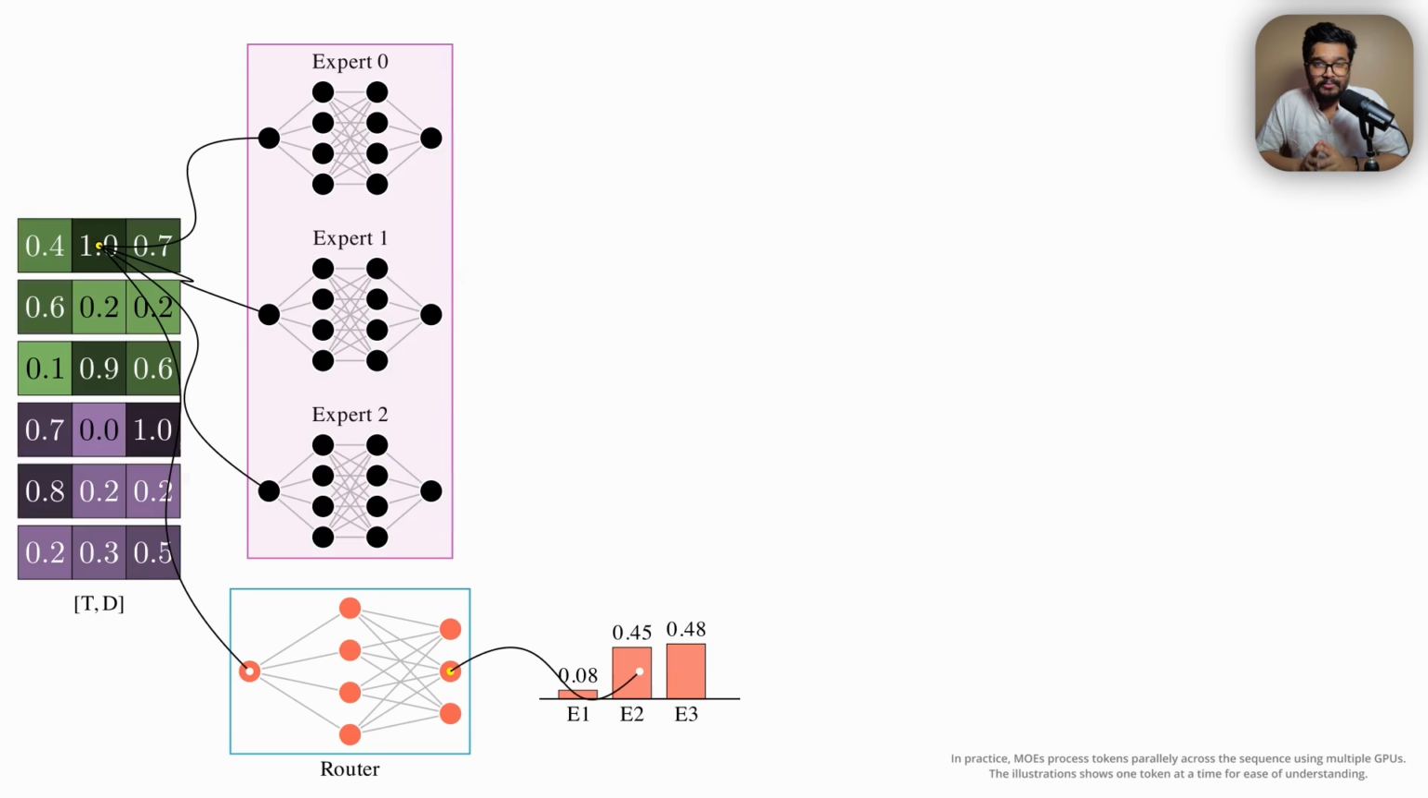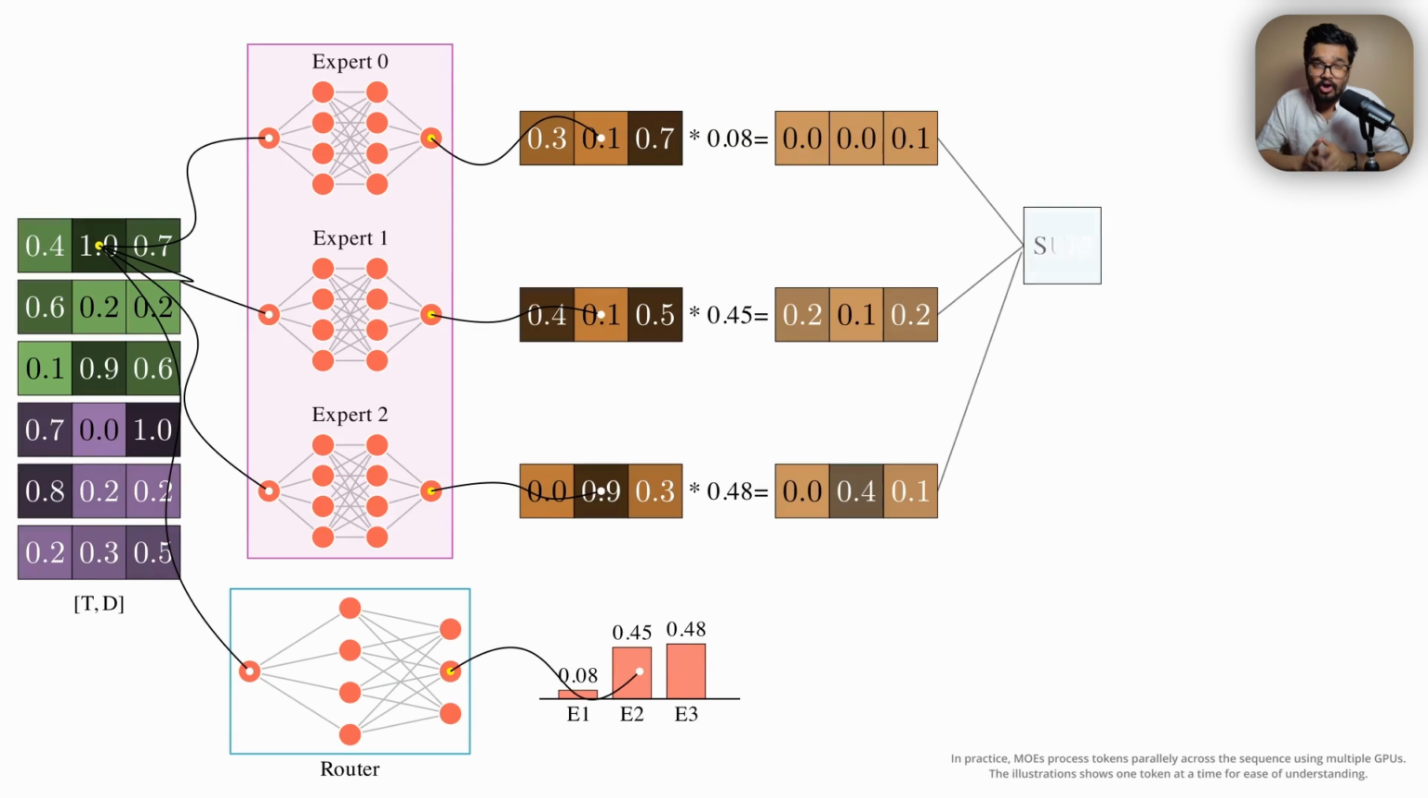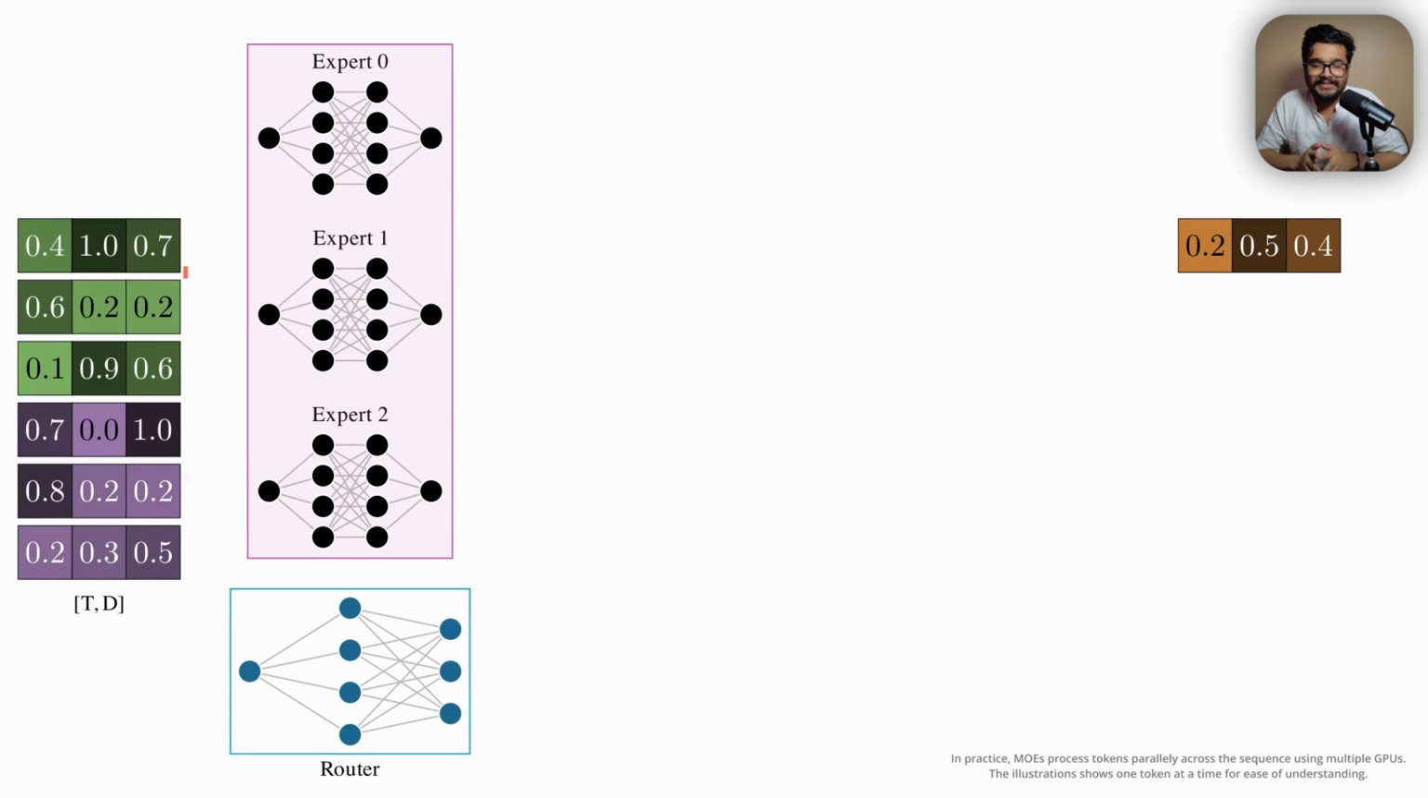For a dense MOE, which is the simplest form of MOE as introduced in this paper, we pass all of the T tokens through each expert. And finally, we do a weighted average of the router's output probability with the new embeddings.